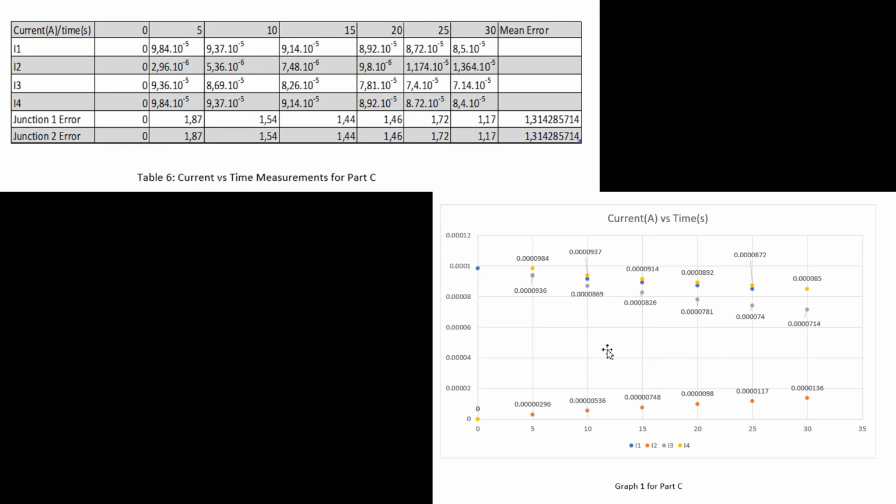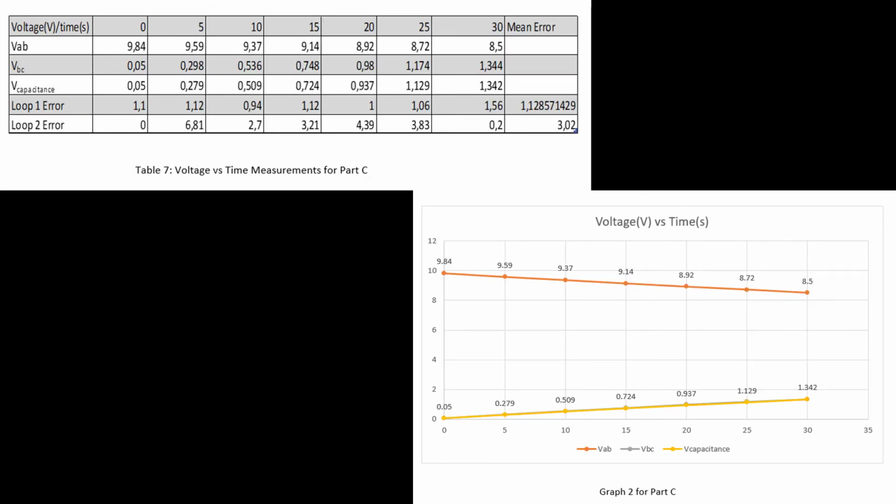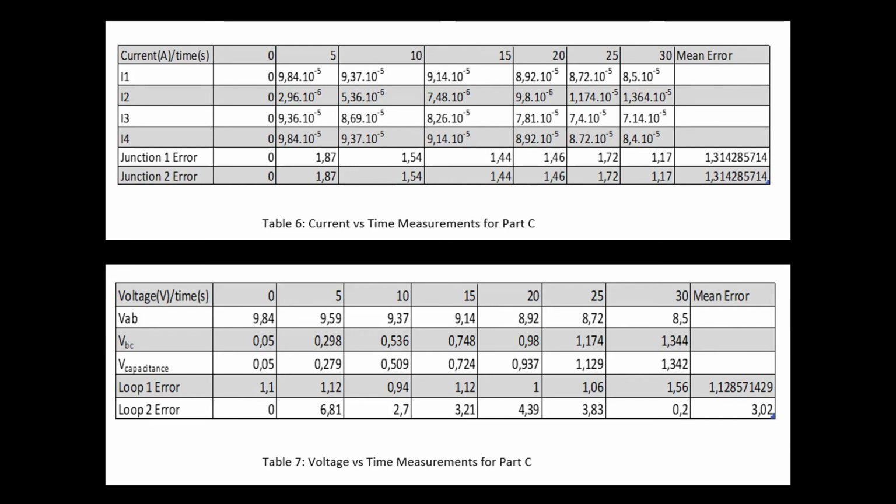While looking at the results of part C, it can be seen that the capacitance part of the circuit acted like an open circuit while it was discharged, and as time progressed, the resistor connected in parallel to the capacitance received more current, proving that even in non-constant voltage or currents, Kirchhoff's law can still be utilized. In part C, junctions B and D were found accountable to the theory with 1.32 error percentage in both junctions. For the loop rule, loop 1 and 2 were found to have 1.13 and 3.02 error margins respectively.